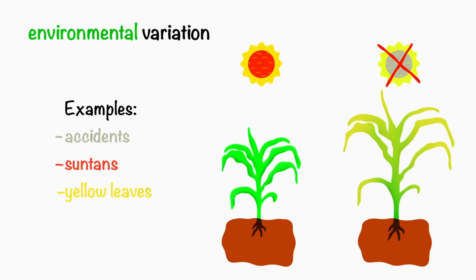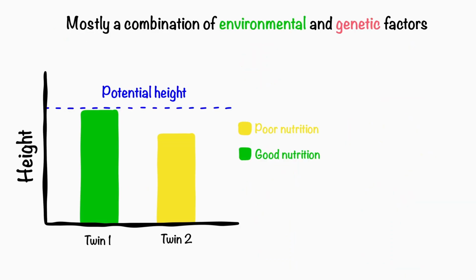For example, a plant grown in plenty of sunlight would be green, but the same plant grown in darkness would be tall and spindly with yellow leaves. These are environmental variations. Environmental variation covers a wide range of differences, from losing a finger in an accident to getting a suntan to plants having yellow leaves. Most characteristics are actually due to a mixture of genes and the environment. For example, your maximum height that you could possibly grow to is determined by your genes, but whether you actually reach that height depends on environmental factors like nutrition.